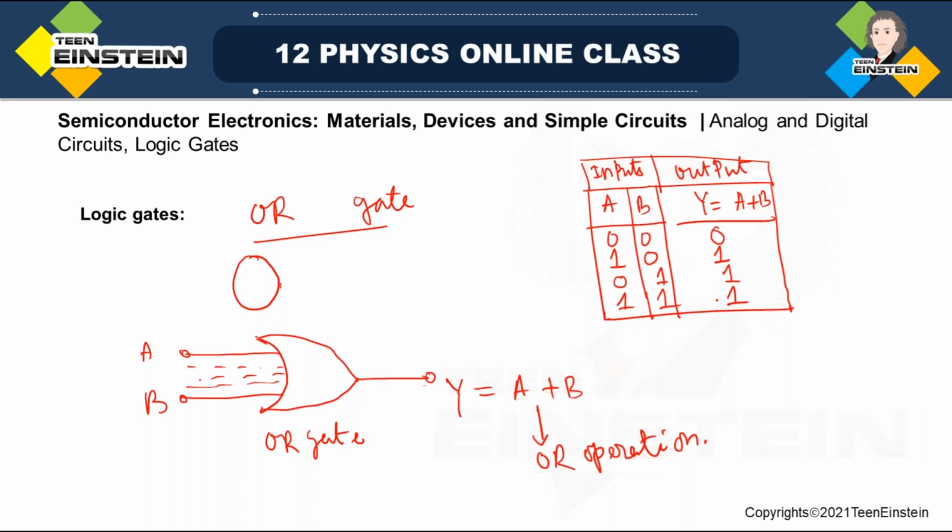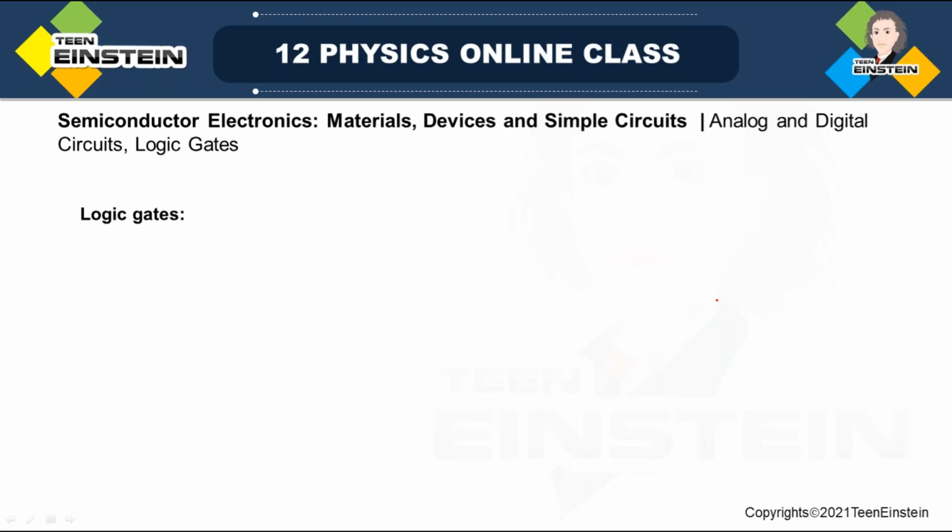Okay, now we'll go to see a few special gates. One or two special gates we will be discussing, then we'll stop the class. So another special gate is, suppose, NAND gate.